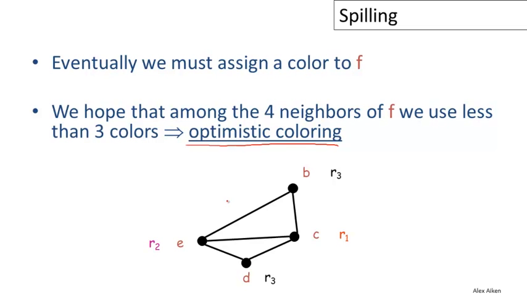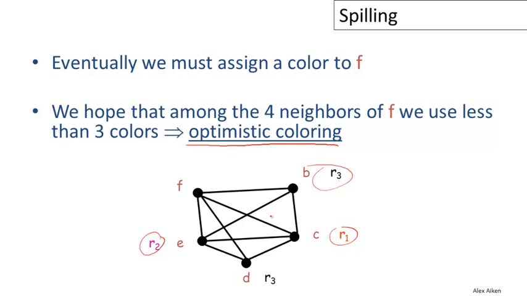We're going to add F back into the graph and look at its neighbors, and we see that we have a neighbor that's using R1, a neighbor that's using R2, and a neighbor that's using R3. And so in this case, optimistic coloring will not work.